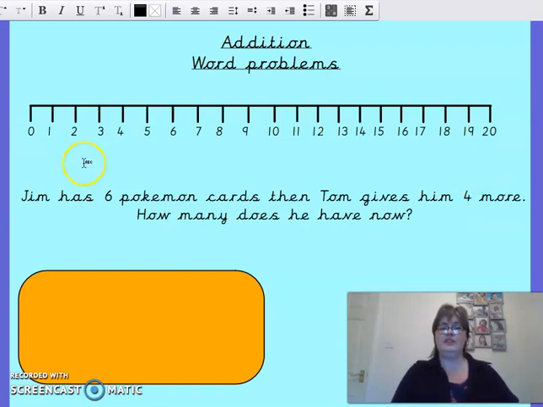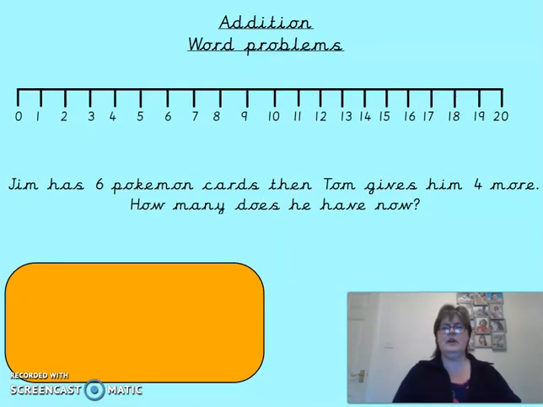Okay, so again, I'll read you the number sentence. It says, Jim has 6 Pokemon cards, then Tom gives him 4 more. How many does he have now? So do you remember what's the first thing we need to do? We need to highlight our numbers, don't we? So let's highlight our numbers because we know they're important.